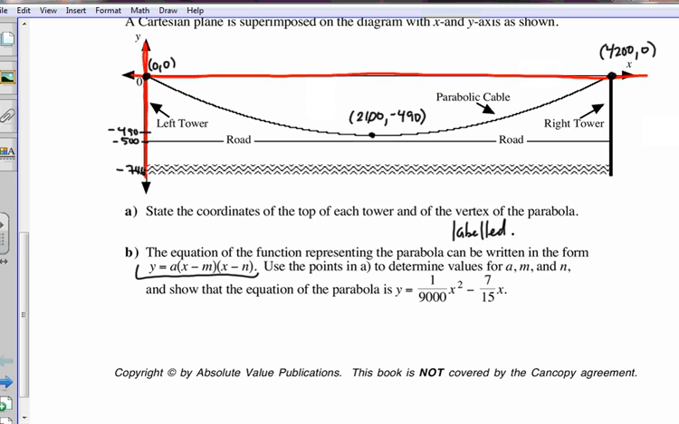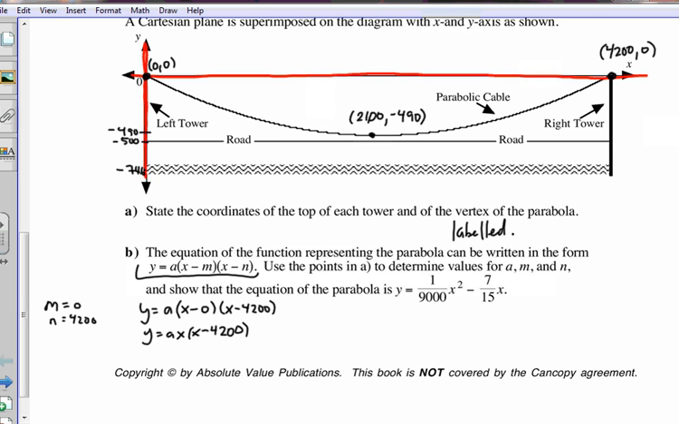What is our M value and our N value? What are our x-intercepts? 0 and 4,200. So our equation would be y equals A, we don't know what A is yet, times x minus 0 times x minus 4,200. It wouldn't matter which one's M or which one's N for 0 and 4,200. Let's simplify this. So A, what's x times 0? 0. So y equals A x times x minus 4,200.